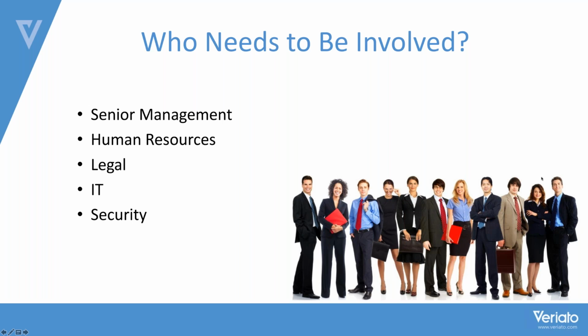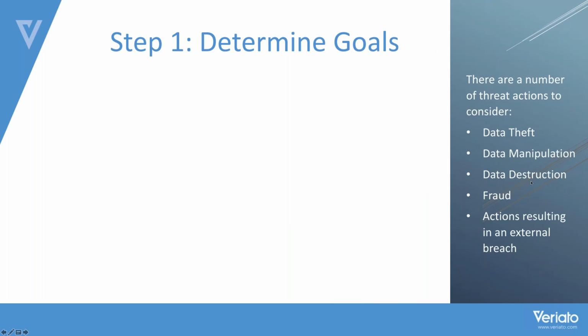So you've got to get at least these 5 groups involved in a room discussing how we're going to do this. I'm going to walk through these steps here. The first step is determine your goals. On the right-hand side there are a number of threat actions you should be considering as you're thinking about your goals. You can read that on your own on the right. I'm not going to cover that. But think about the goals.